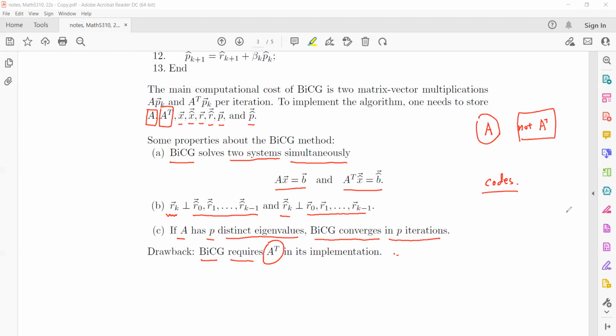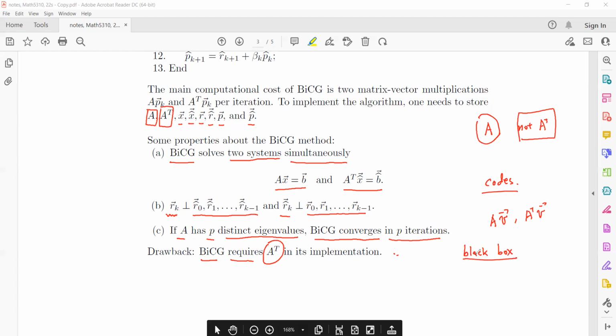So when A is large, people usually don't want to write code to store A transpose. A second situation is, in some applications, we don't know A transpose. In BiCG, the main operations are A times a vector and A transpose times a vector. We don't need to know A, actually. We just need a black box: enter a vector V into the black box, and the black box outputs A times V. That's it.